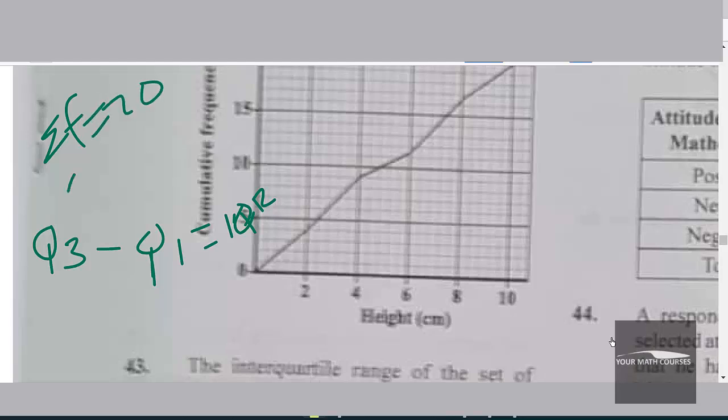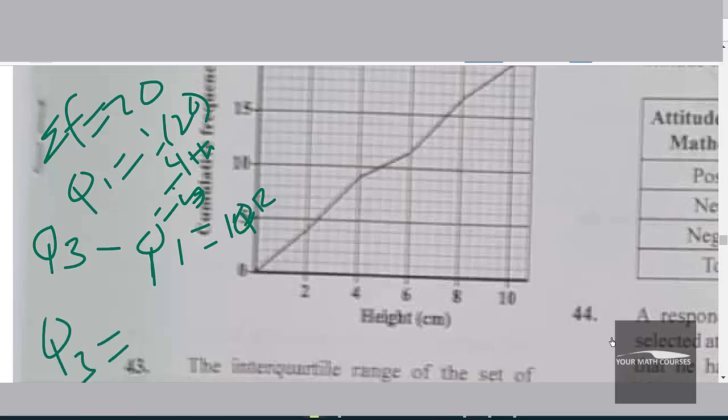So the first quartile, Q1, is equal to 1/4 value, which is equal to the fifth value. Then the third quartile is equal to 3/4 of the total frequency, which is equal to the 15th value. So we are going to trace the 5th value and the 15th value, then we'll find their difference.